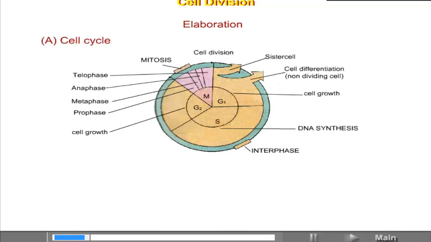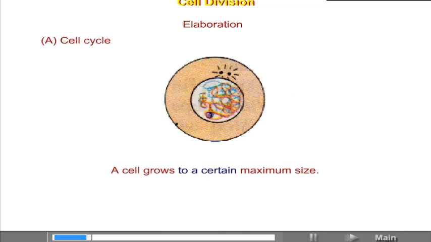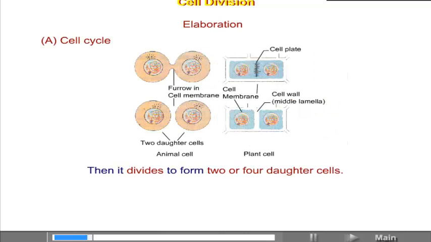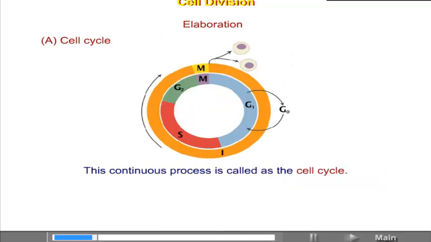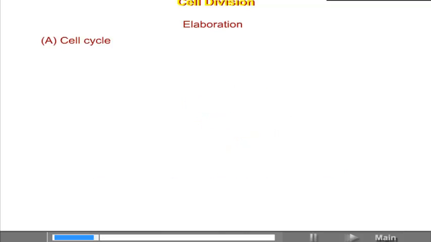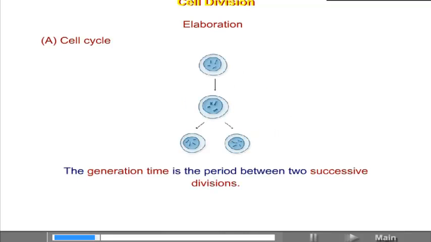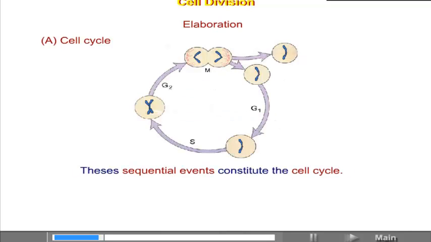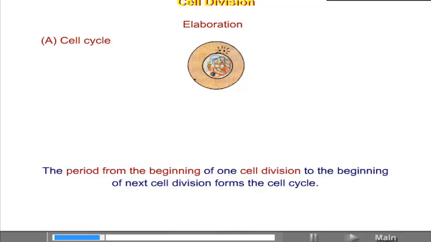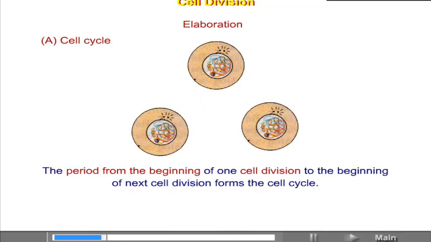Elaboration. Cell cycle. A cell grows to a certain maximum size. Then it divides to form 2 or 4 daughter cells. The daughter cells formed after the division of a mother cell grow in size and divide again. This continuous process is called the cell cycle. The generation time is the period between two successive divisions. A series of changes occur in the life of a dividing cell. These sequential events constitute the cell cycle. The period from the beginning of one cell division to the beginning of the next cell division forms the cell cycle.